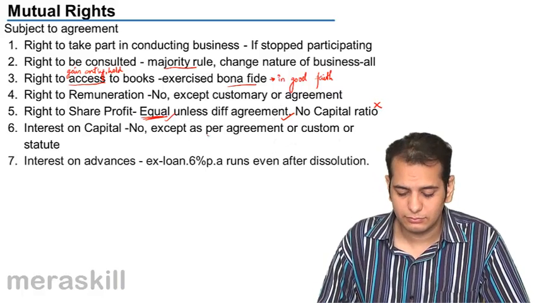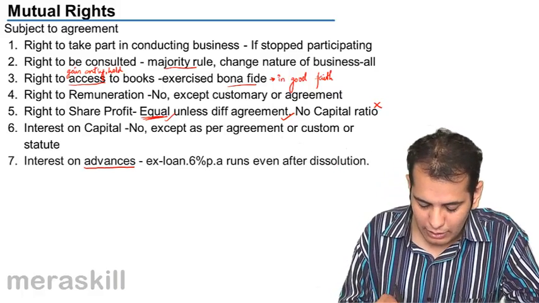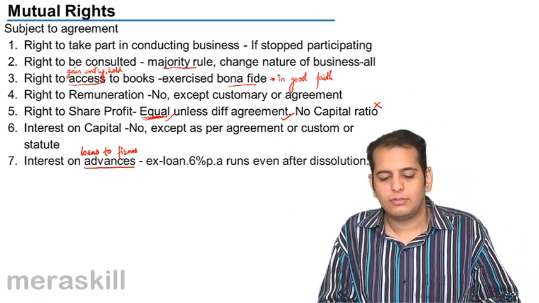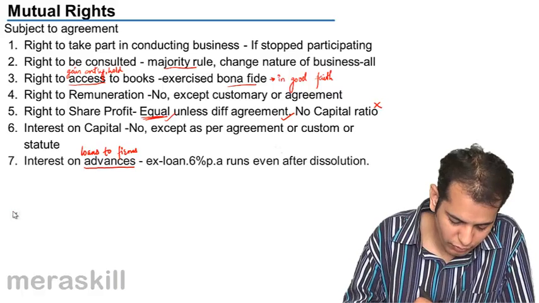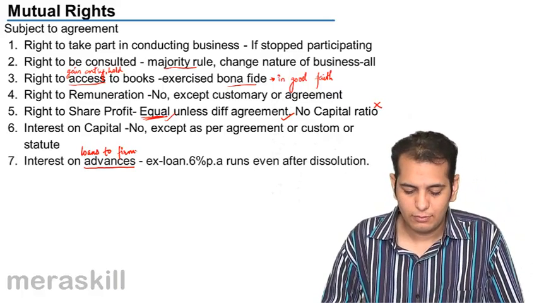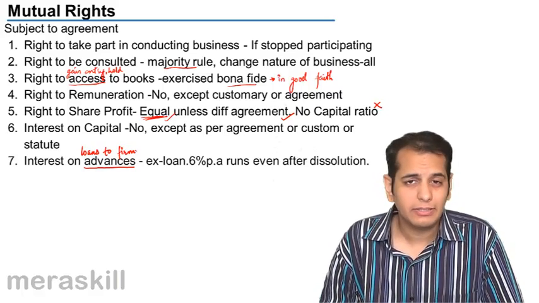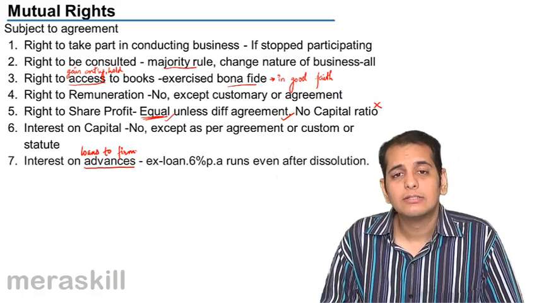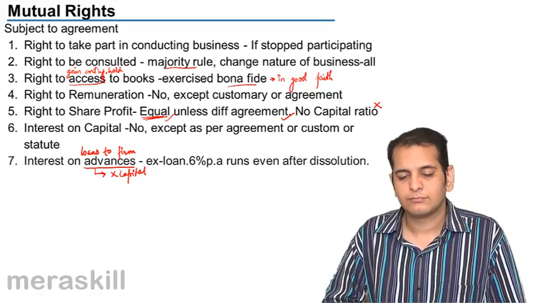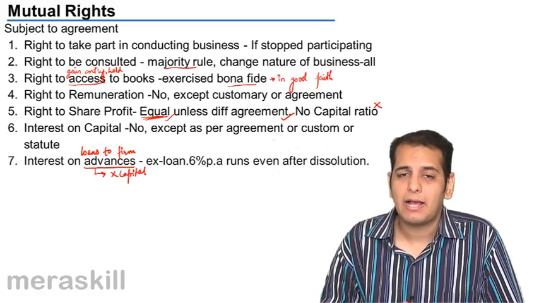Interest on advances. Now, what are these advances? Advances means loans to the firm given by the partners. So if any partner gives any loan to the firm, he may recover an interest on it. Now this is a loan, this is not the capital. So he is giving it as a loan, not as capital. If he is giving a loan, he has the right to collect interest, but it should be a maximum of 6% per annum.